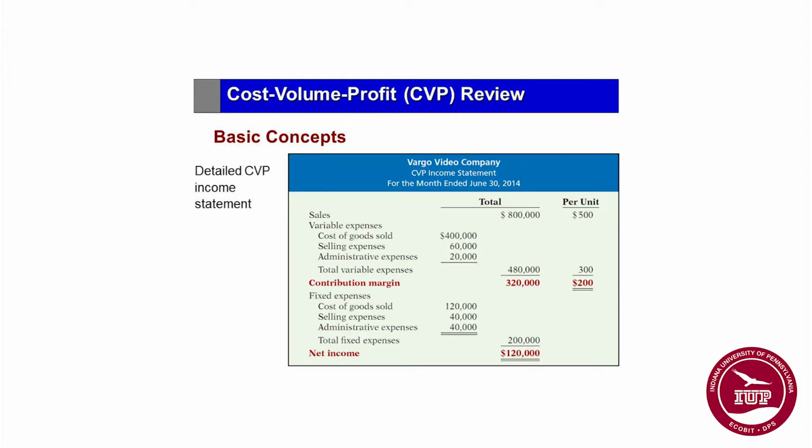In the second column, you see the contribution margin per unit. So you've got the selling price of $500 less variable cost of $300, giving you $200 of contribution margin. Out of the total contribution margin, you can take out the fixed cost to get net income. So please do remember this format: sales less variable cost gives you the contribution margin, less fixed cost gives you the net income.